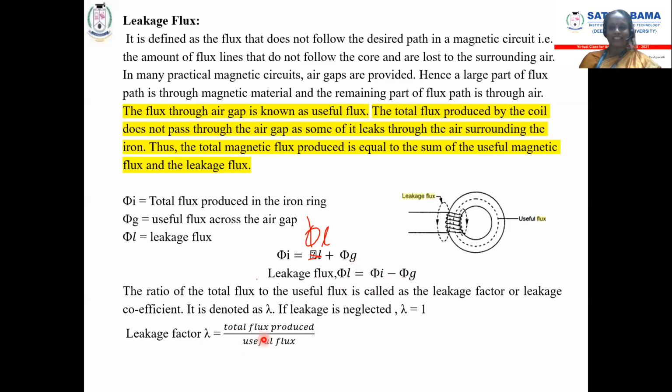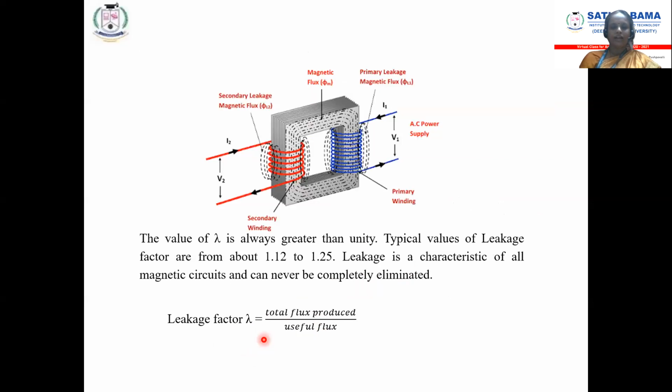I will move on to the next slide, where you just see my lambda will always be greater than 1. Why? My total flux is always greater than useful flux. So that means my lambda will always be greater than 1. The lambda value should always be in the range of 1.12 to 1.125.